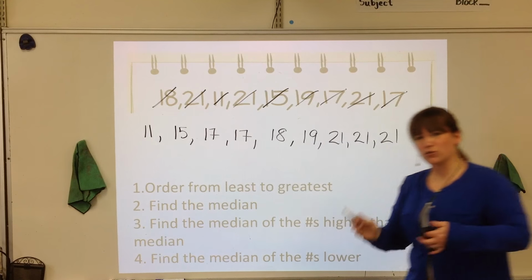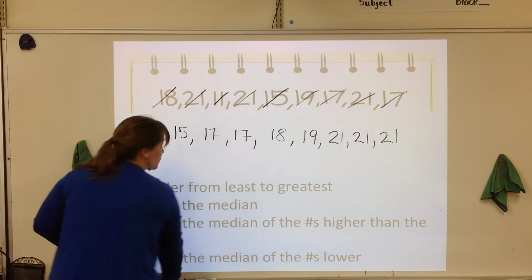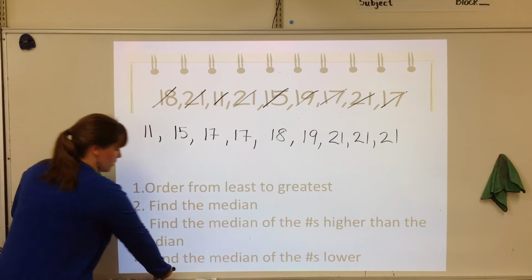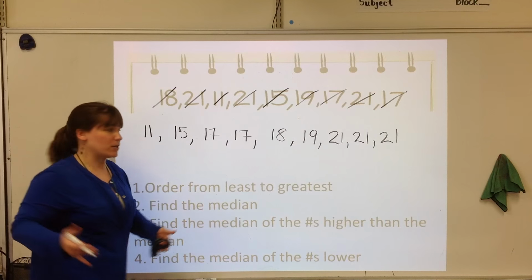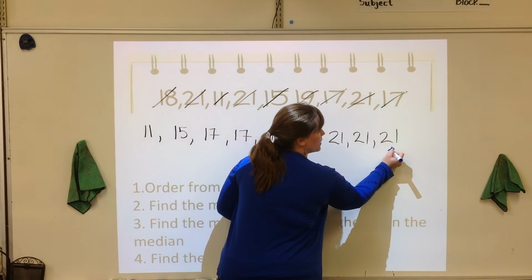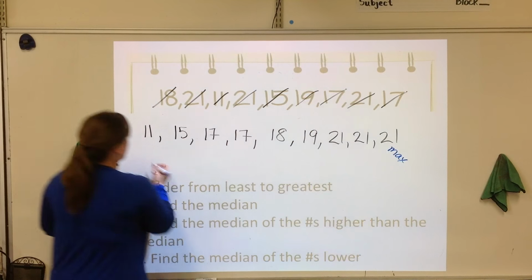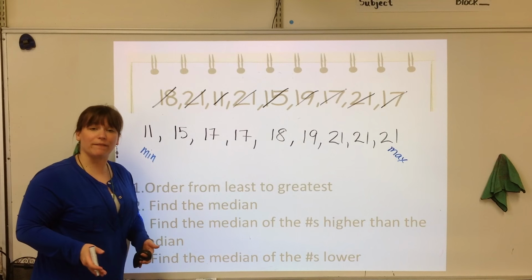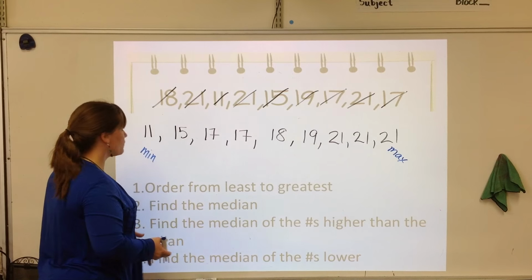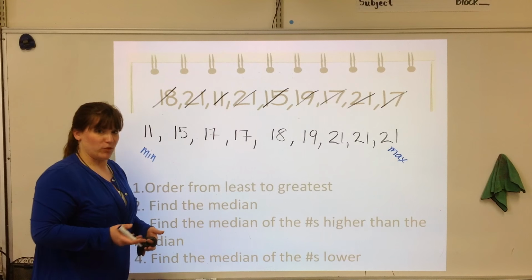Okay, so I'm going to use some different colors to help you see what's going on. The first thing we could do with this data set to find a measure of variation is to find a range. So the 21 is the maximum, the 11 is the minimum. If I subtract them, I would get the range. So our range is 10, 21 minus 11.